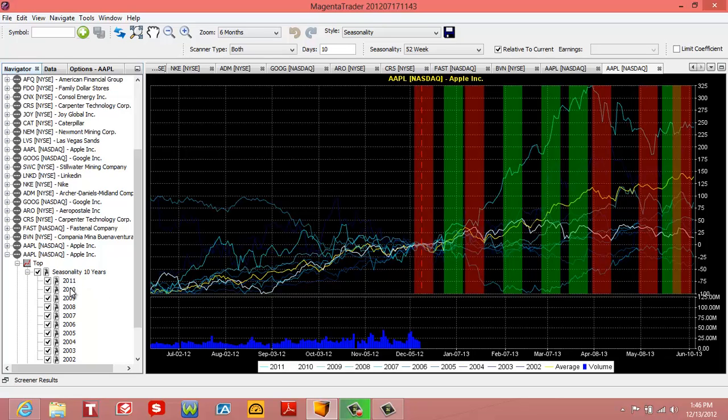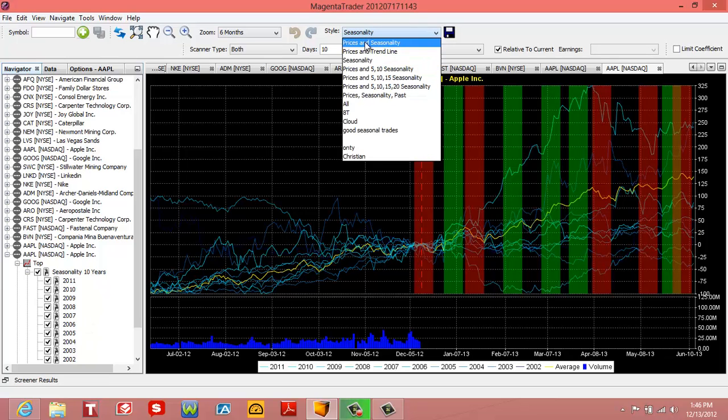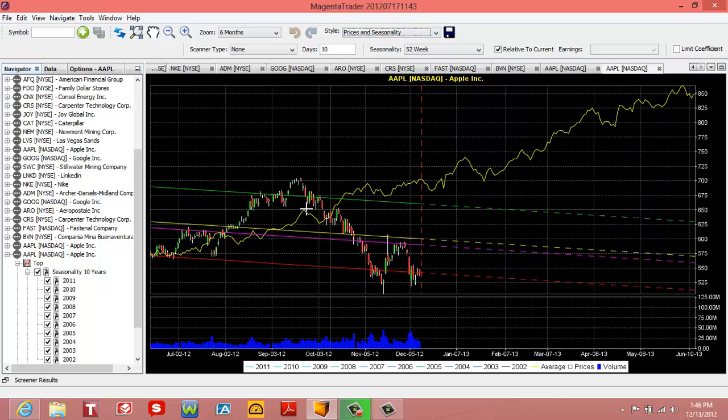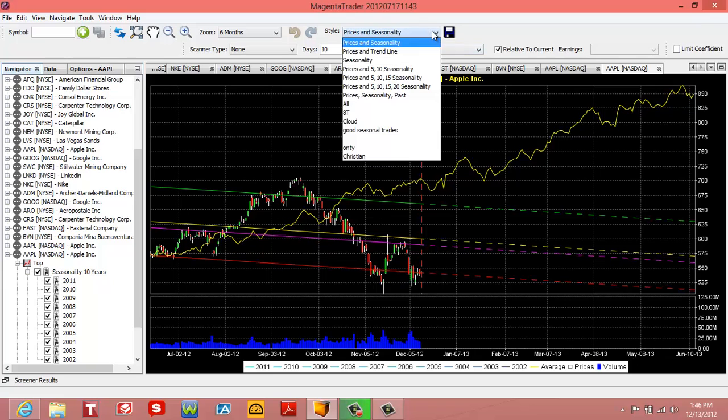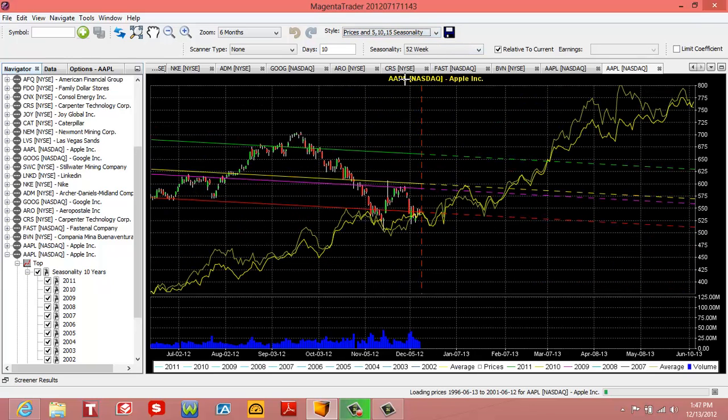year. I can see what Apple did in 2011, had a big move to the upside. 2010 went to the upside. 9, 8, and you could compare each year to see the seasonal. Again, I could go back here to prices and trend, and I could see the prices together with the trend line. Or I could compare, has Apple's seasonality changed over the years?